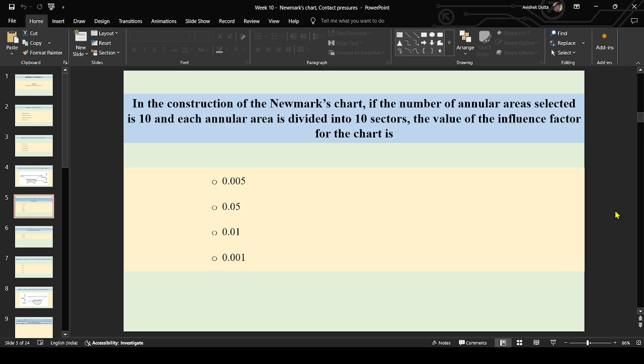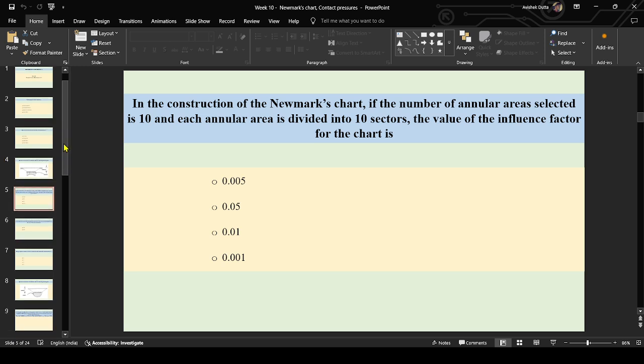I repeat the question. In the construction of the Newmark chart, if the number of annular areas selected is 10 and each annular area is divided into 10 sectors, the value of the influence factor for the chart is: first option 0.005, second option 0.05, third option 0.01, last option is 0.001. Okay, next question.